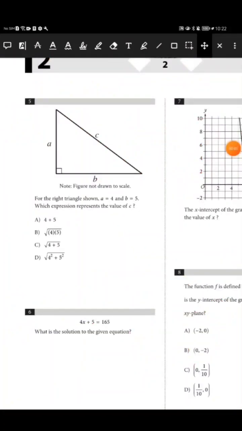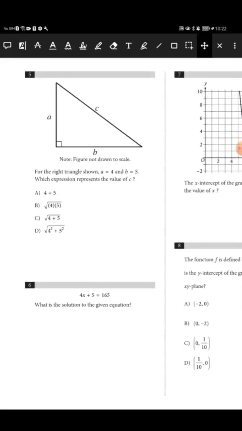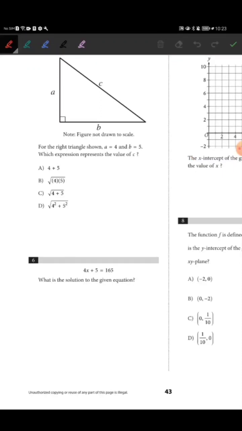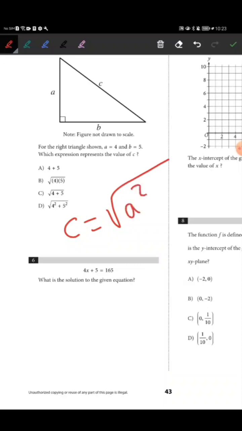Question number 5. For the right triangle shown, A equals 4 and B equals 5. Which expression represents the value of C? So for this question, we will use the Pythagorean theorem. So C equals the square root of A squared plus B squared. So C equals the square root of 4 squared plus 5 squared. So the answer is D.